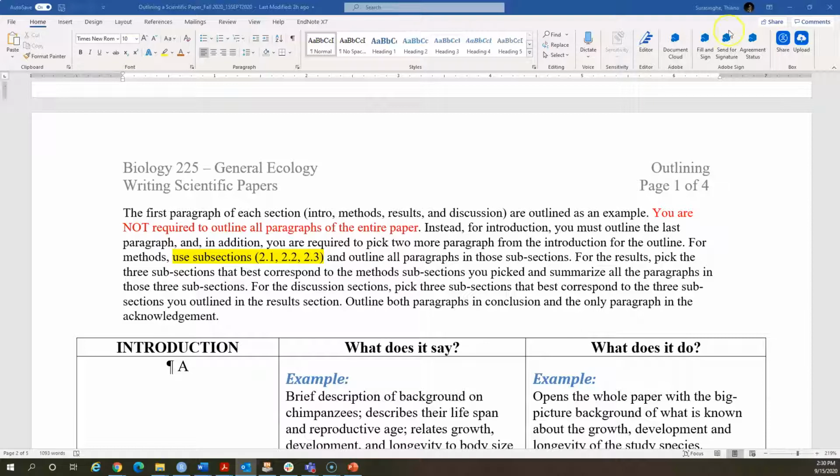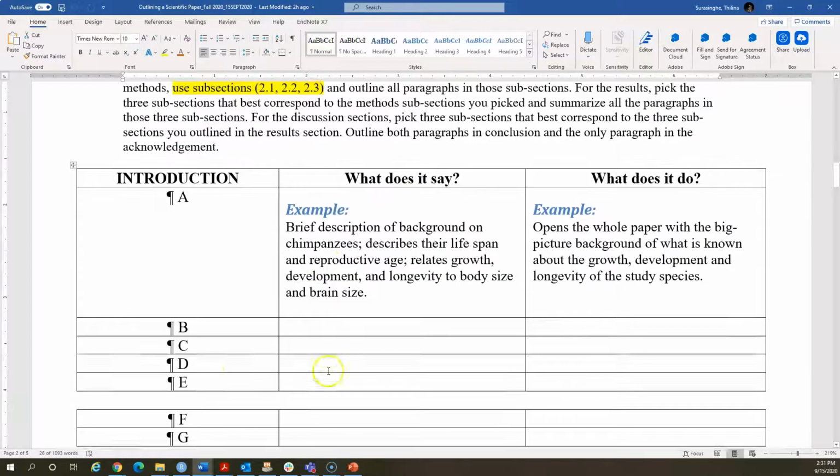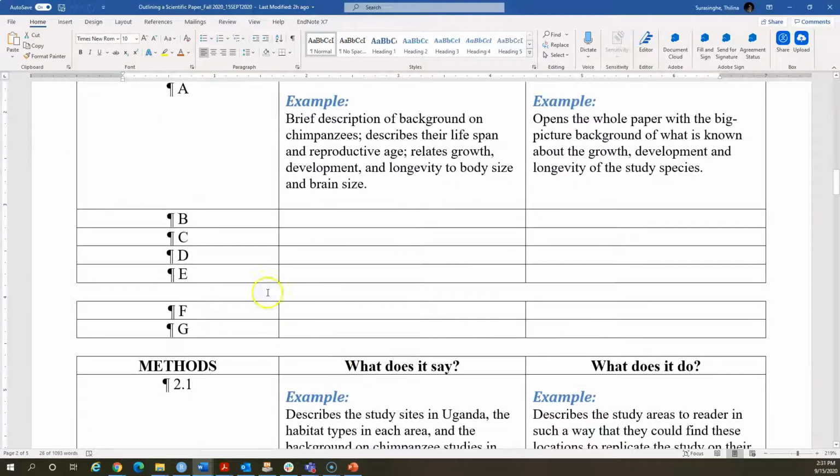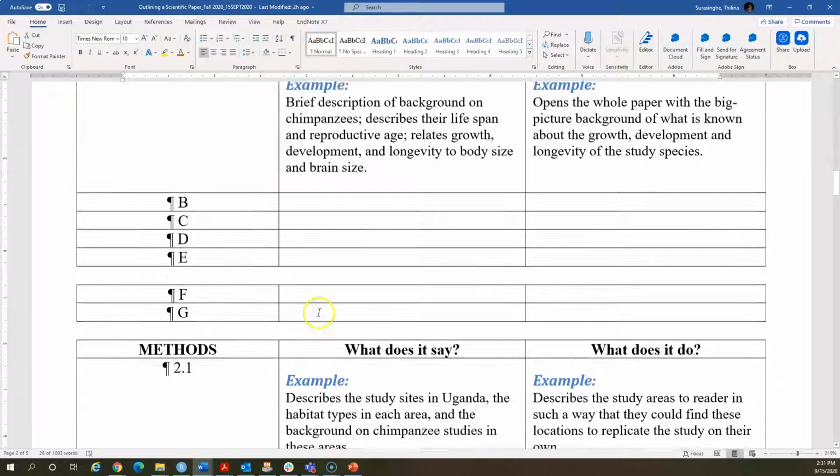And on top of that, like you mentioned over here, for the introduction, you must outline the last paragraph. And in addition to the last paragraph, I want you to pick 2 more paragraphs from the rest of the introduction and outline them, right? Okay, so just 2 more, right? 2 more plus the last paragraph.